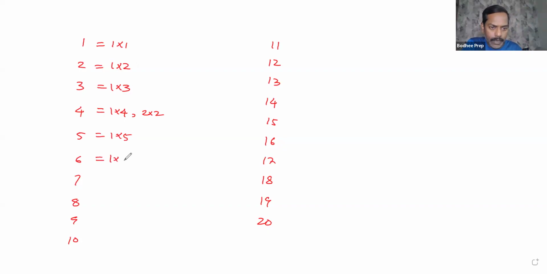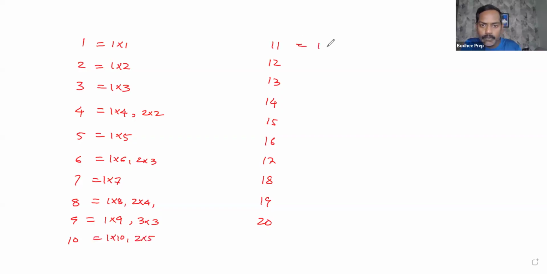For 6, we just saw that there are two different ways. For 7, again, we don't have any option. For 8, we have the option 1 into 8, or it could be 2 into 4, right? For 9, we have 1 into 9, or it could be 3 into 3. For 10, we have 1 into 10, or it could be 2 into 5. For 11, we have no other option but to write 1 into 11. For 12, we have more than one option, obviously. This and this and this. Correct? For 13, we have no option.